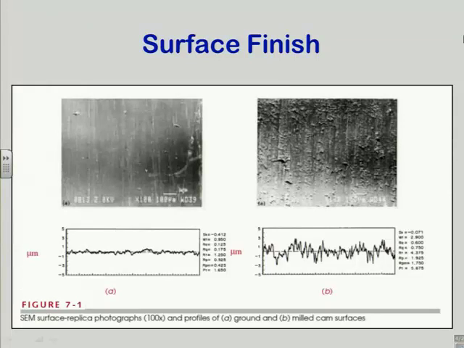So what you're looking at here are photomicrographs made in my laboratory here at WPI of cam surfaces. And the one on the left was done by grinding, and the one on the right was done by milling. And if you're not familiar with those terms, which you should be if you've taken any manufacturing courses, milling is a cutting process whereby a sharp tool that's harder than the material is used to literally tear away the material. And the materials in this instance are typically ductile.